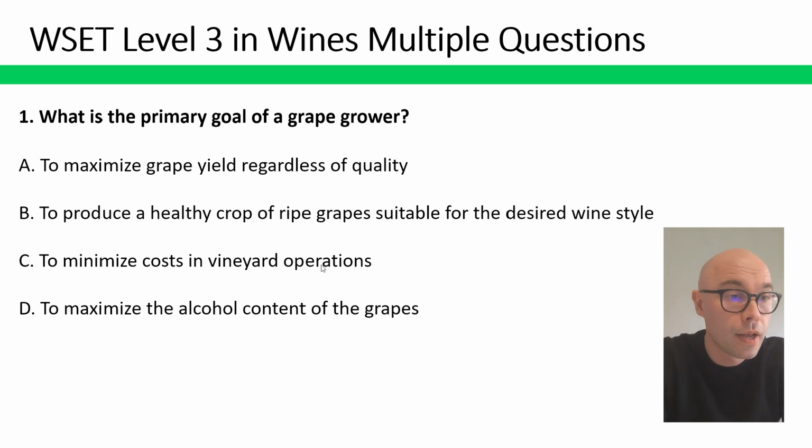Question number 1. What is the primary goal of a grape grower? To maximize grape yield regardless of quality, to produce a healthy crop of ripe grapes suitable for the desired wine style, to maximize cost in vineyard operation, to maximize the alcohol content of the grapes. The correct answer is B, to produce a healthy crop of ripe grapes suitable for the desired wine style and quality.